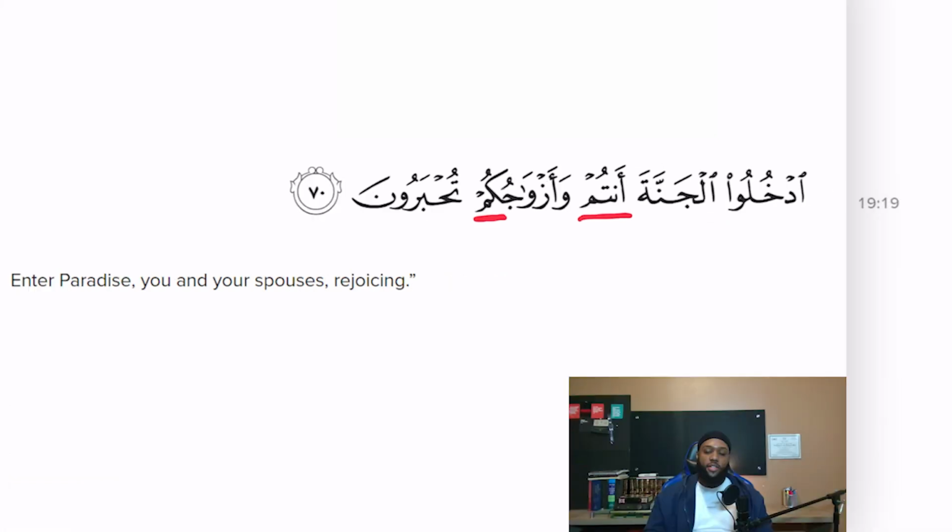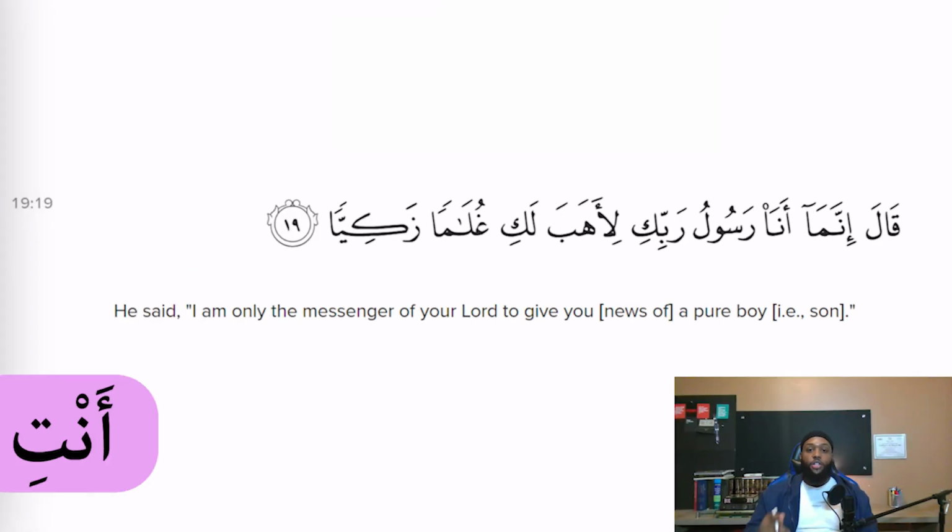Tuhbarun, rejoicing. Then we see here anti, you in the feminine form. So if I was talking to a female, I wouldn't say anta, right? I would say anti, you, in the feminine form. I don't believe it's in the Quran in its detached state. However, you do find it in its attached form and in its hidden form. And we're going to take a look at the hidden form when we look at the verb.